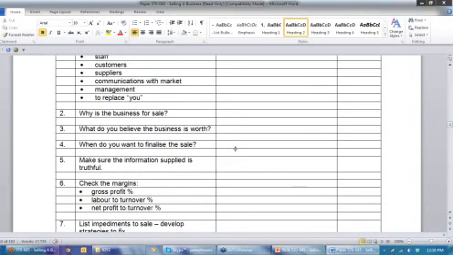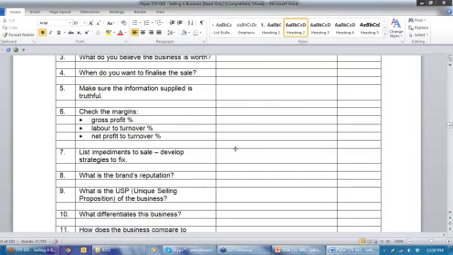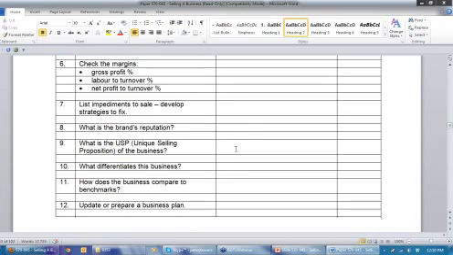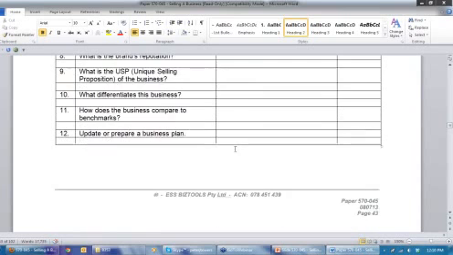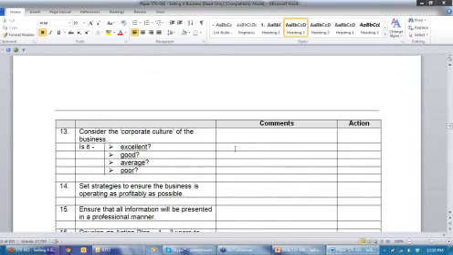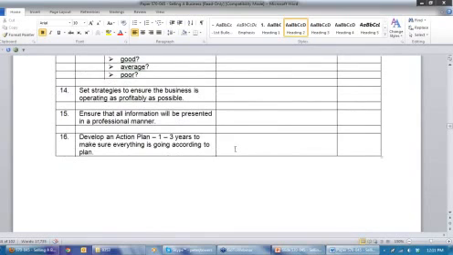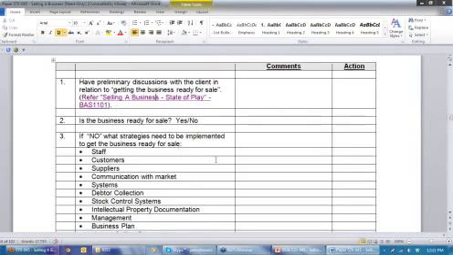Why is the business for sale? What about the margins? What impediments are there to selling the business? What's the reputation? What's the business's unique selling proposition? What differentiates this business from its competitors? How does this business compare to any of the benchmark reports that you or the owner has? What's the corporate culture like? And what's the action plan? Can this business be immediately sold, or is it going to be an activity that might take 2 to 3 years to get ready?